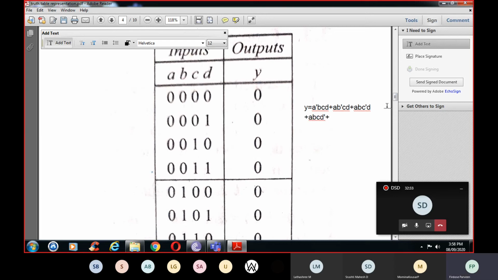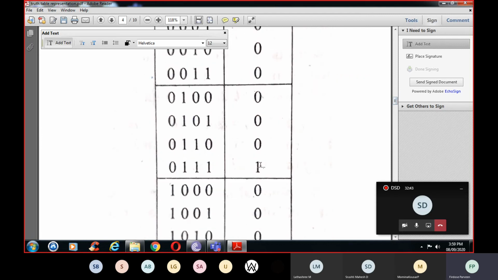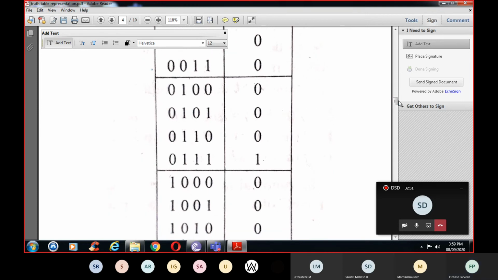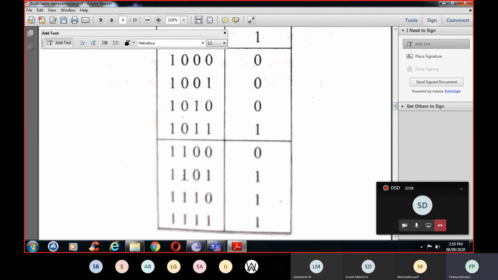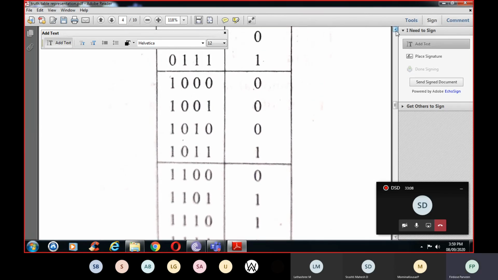Plus it is 1, 1, 1, 1. So A, B, C, D. So corresponding to 1 where it is, there you will be writing the expression. Here it is 1, so I'll be writing this as A bar, B, C, D. Okay. So here it is A, B, C bar, D. Here it is A, B, C, D bar. Here it is A, B, C, D. So I'll be writing the expression in the same way.